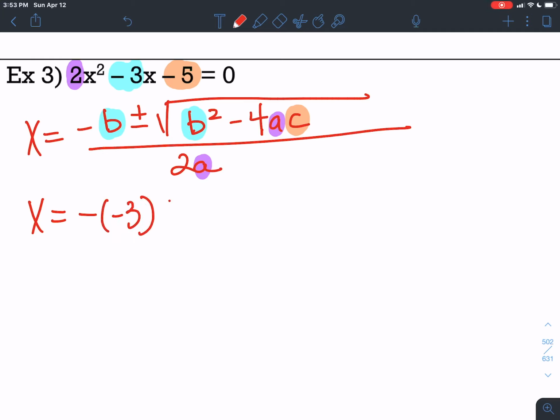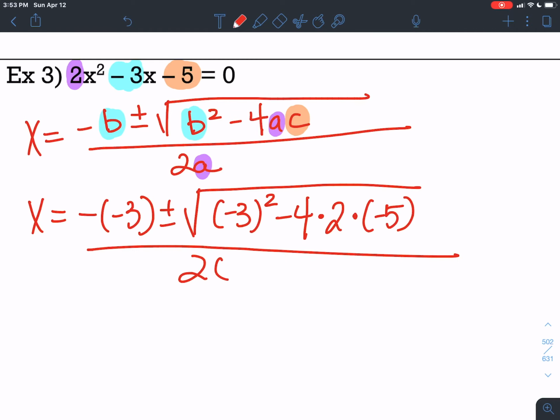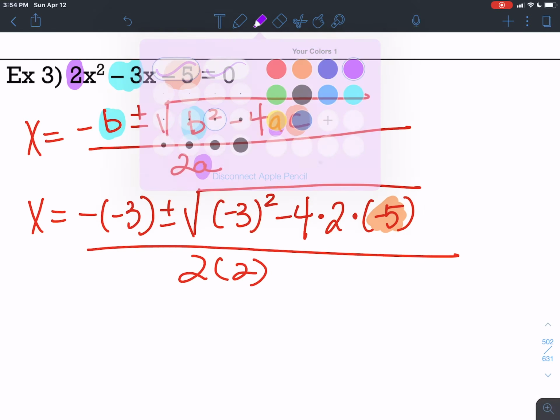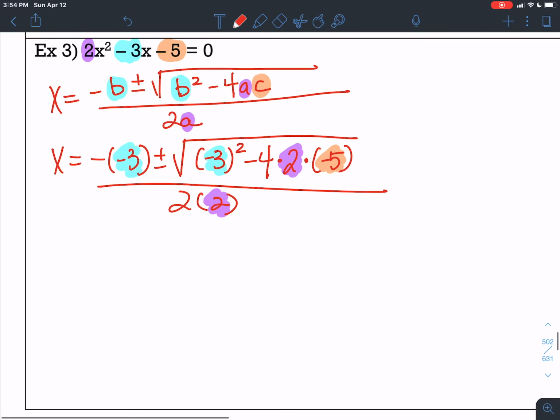Noticing that if I have an extra negative there in front, I put the number in parentheses so I do not confuse myself. All right, so I got all my numbers plugged in. Let me just color code them so we can know where they came from. Okay, I'm going to continue solving this by hand.